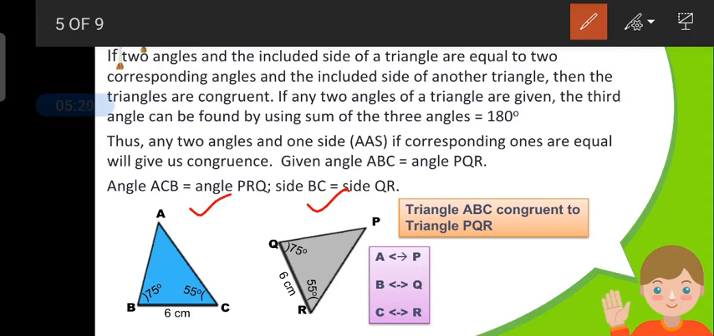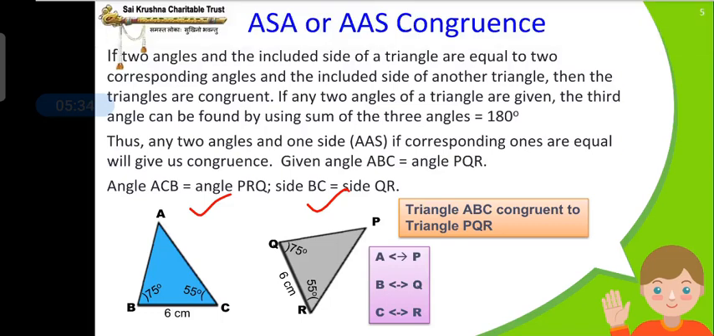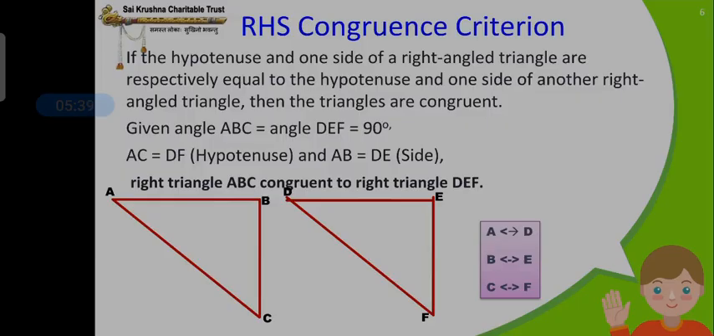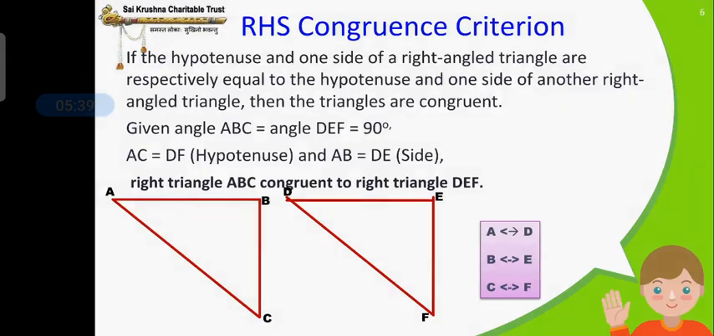Therefore, vertex A is equal to vertex P, vertex B is equal to vertex Q, and vertex C is equal to vertex R. Therefore, triangle ABC is congruent to triangle PQR according to ASA or AAS congruence. Is it clear, children? Next comes the RHS congruence criterion.